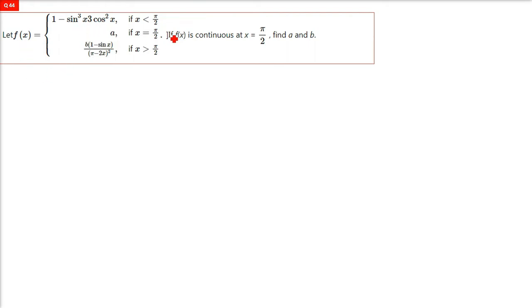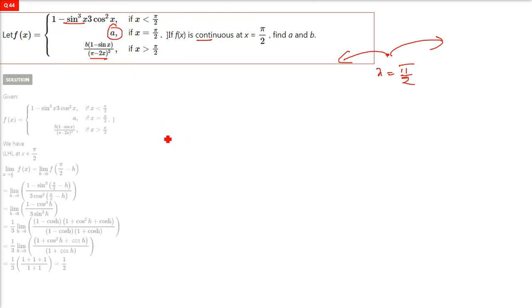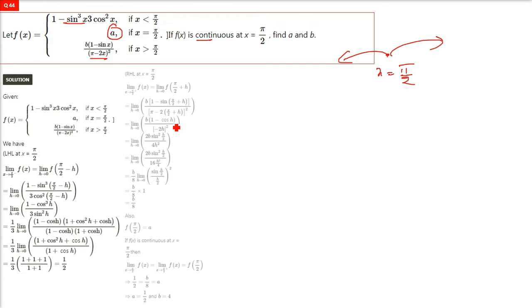Now this is function f x, and x equals pi by 2 we have to check. Right? So f x is continuous at x equals pi by 2. Find a and b. So pi by 2 we are going to check. And pi by 2 minus h if on the left hand side we go, right hand side we will take pi by 2 plus h. And since we have both the functions being given, and a when it is equal to pi by 2, so we'll do one by one.